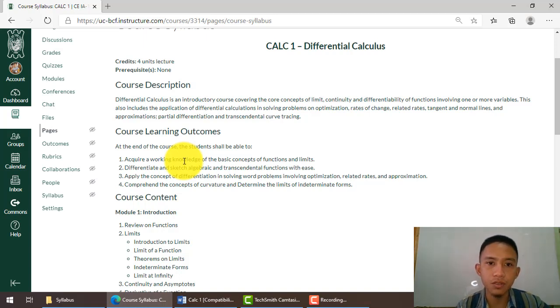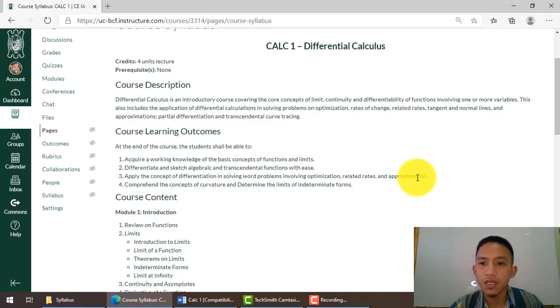So all you need to do is understand the mathematics side. You need to know how to apply that one. So that is the important part here. Your course learning outcome number 3: you need to know how to apply the concepts of differentiation, or differential calculus, on actual problem solving. And this could involve optimization, related rates, and approximation.